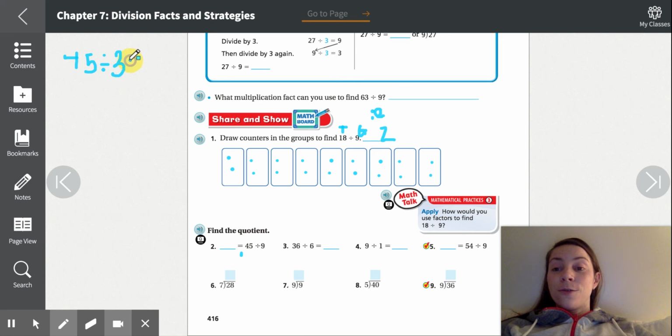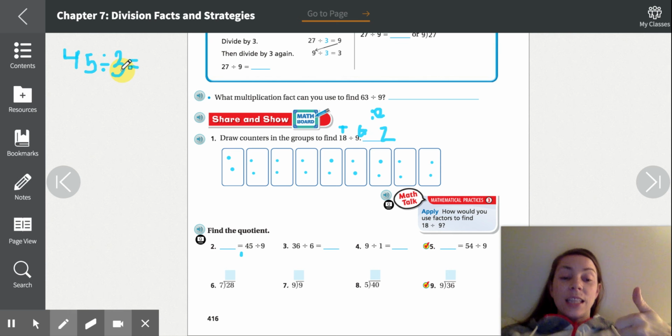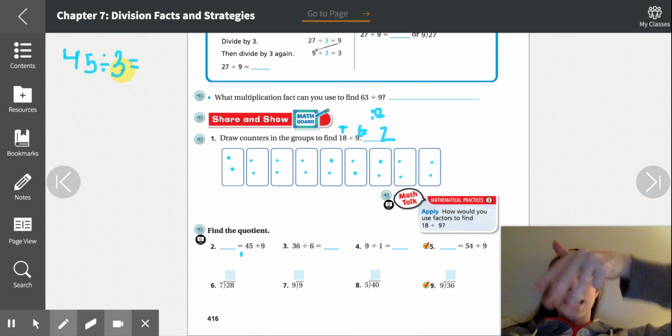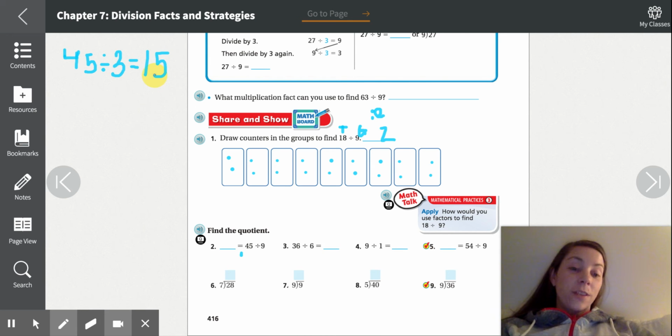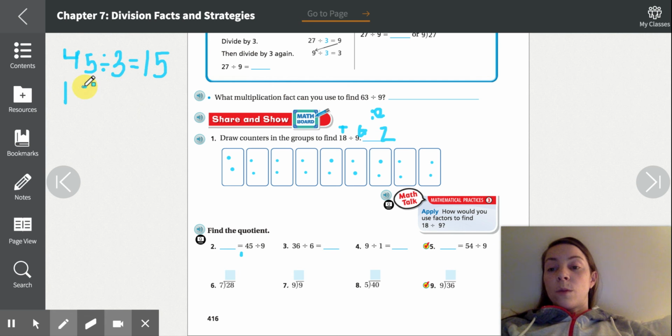Now, if you know anything about counting time and the minutes on a clock, you know that you count by 15s like this. 15, 30, 45, 60. So 45 divided by 3 is actually 15. 3 groups of 15 equals 45. Now I'm going to do that again because remember it's supposed to be dividing by 9 and the 2 factors of 9 are a 3 and another 3.